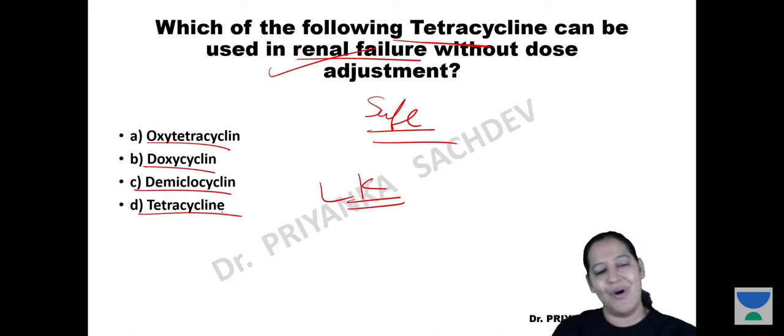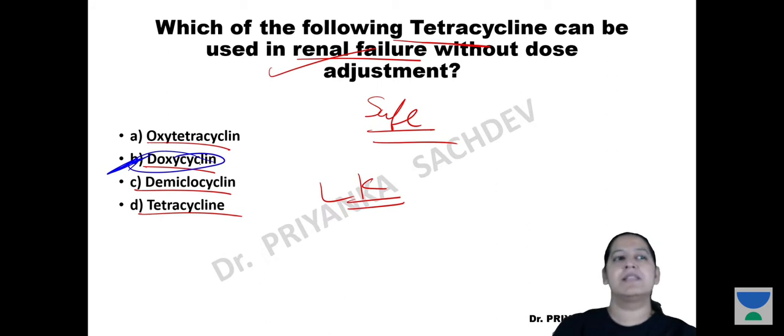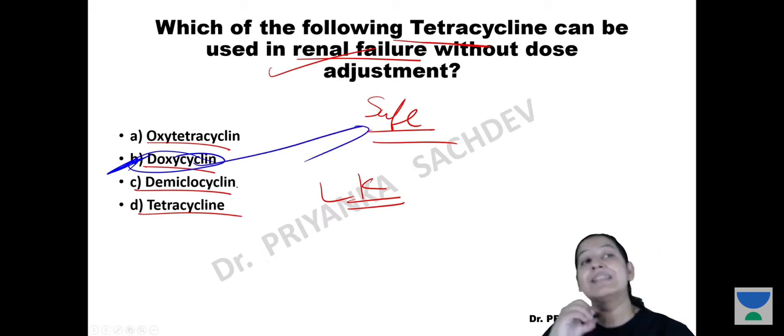Yes, you all are right. The correct answer here is again B. It is doxycycline which is safest in renal failure. So the correct answer here is B. Very good, all of you.